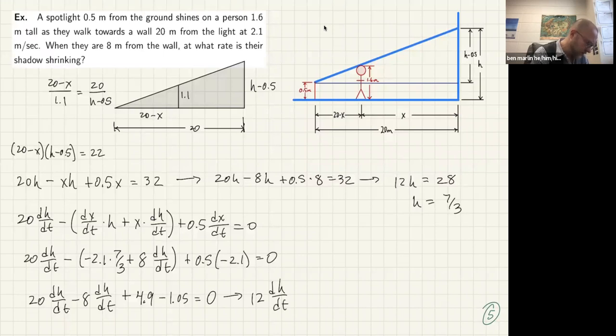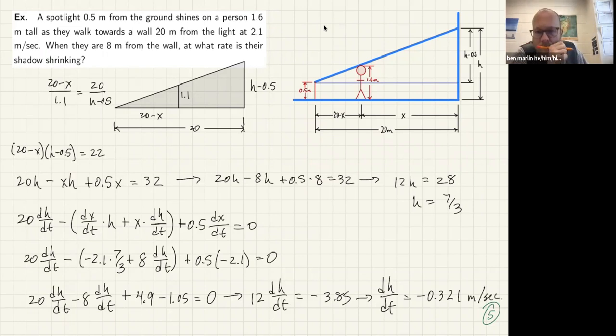Weird that the 12 showed up in two different places, is equal to negative 3.85, which says that dh/dt is going to be equal to negative 3.85 divided by 12. So negative 0.321, and that is in meters per second. All right. Hopefully that feels all right.